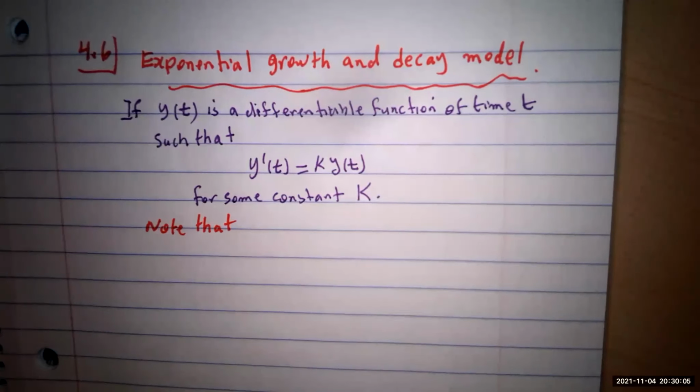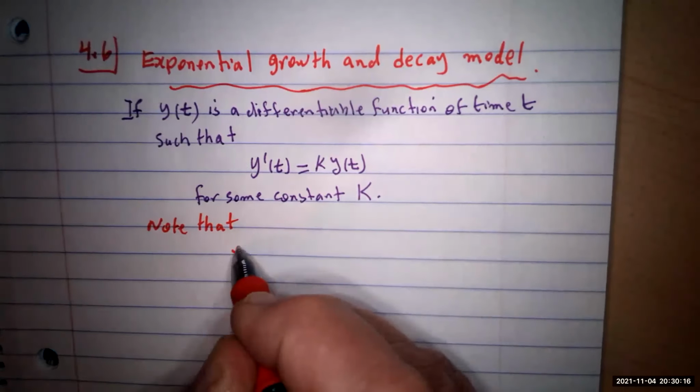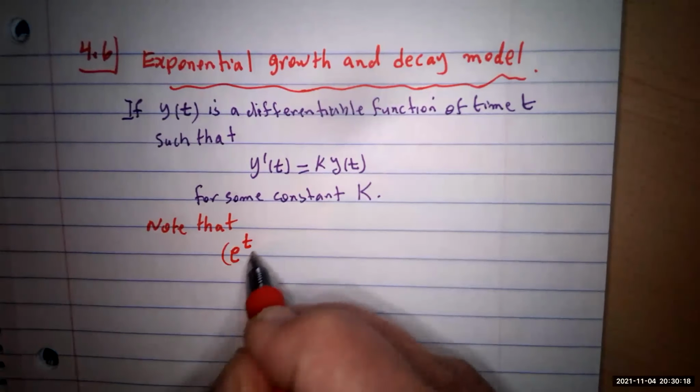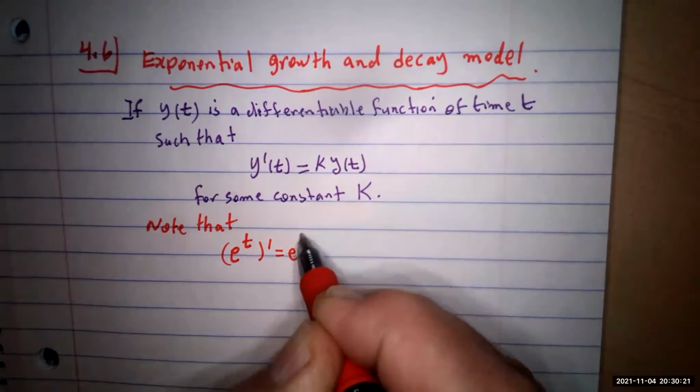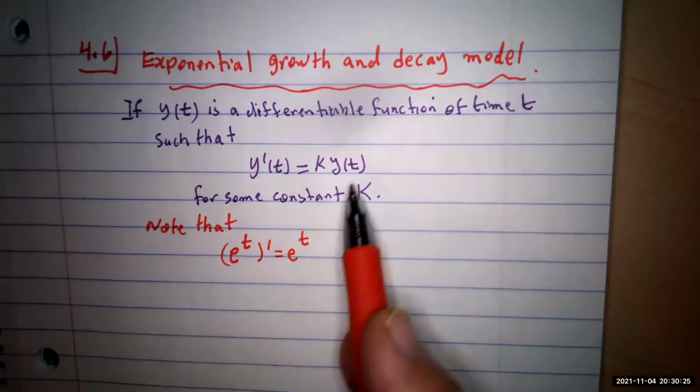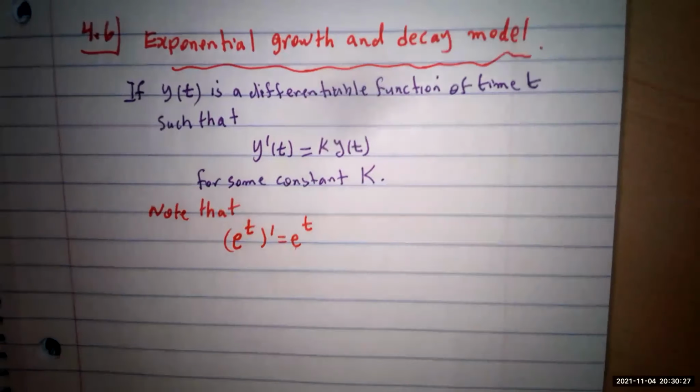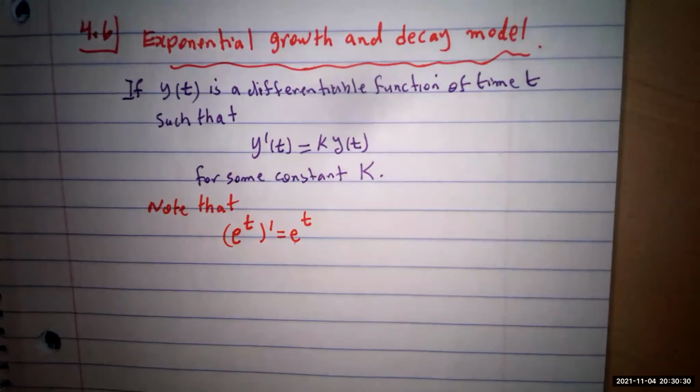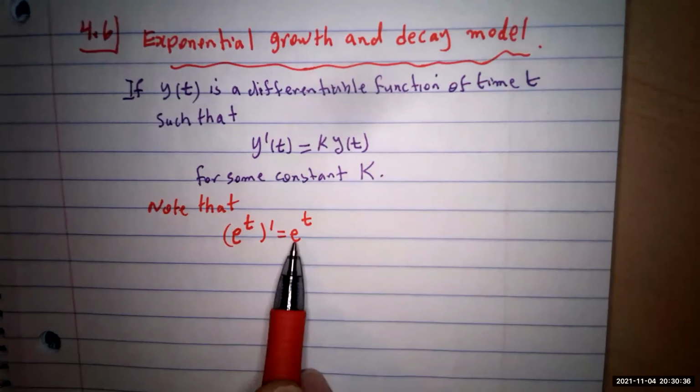What is the derivative of e to the x? You see, the derivative of the exponential function is the same as the exponential function. So note that the derivative of e to the t is just e to the t. So this is y prime of t, this is y of t. So I give you a function whose derivative is the same as the function. Can you think of a function whose derivative is twice the function?